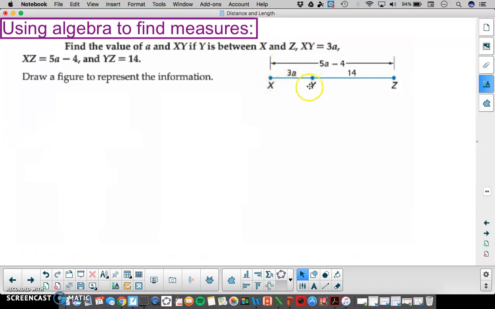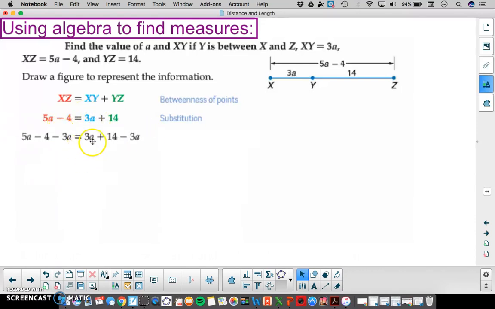We have Y that is between X and Z. XY is represented by the expression 3a. YZ is represented by 14, and XZ by the expression 5a minus 4. We know with betweenness we can set up this equation, XZ is equal to XY plus YZ. Now we can use substitution to plug in the values of the expressions that represent each piece. Now we just have an equation to solve.